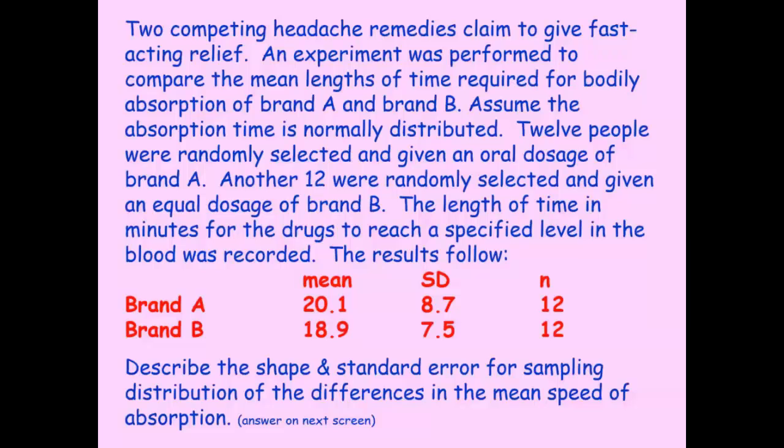12 people were randomly selected and given an oral dosage of brand A, and another 12 were selected and given an oral dosage of brand B. The length of time in minutes for the drugs to reach a specified level in the blood was recorded, and the mean was given below.